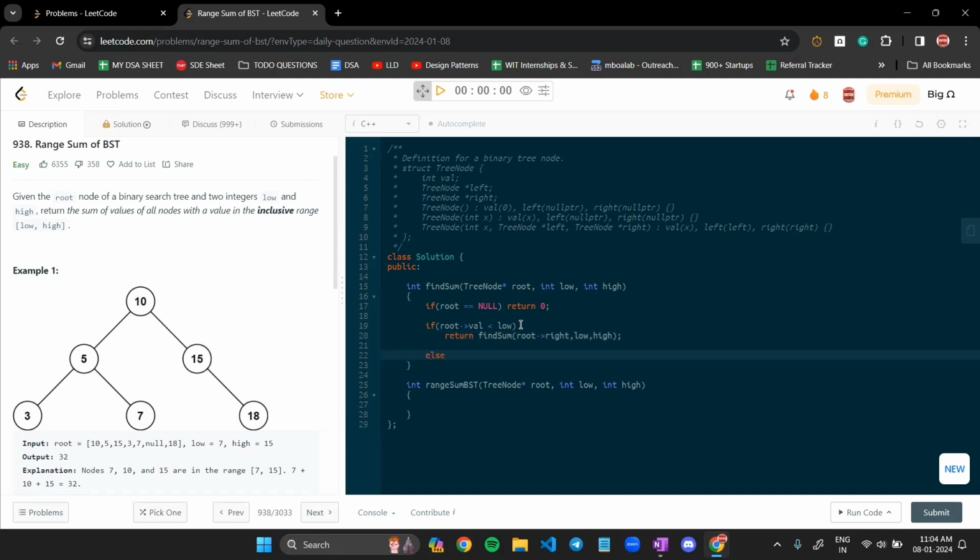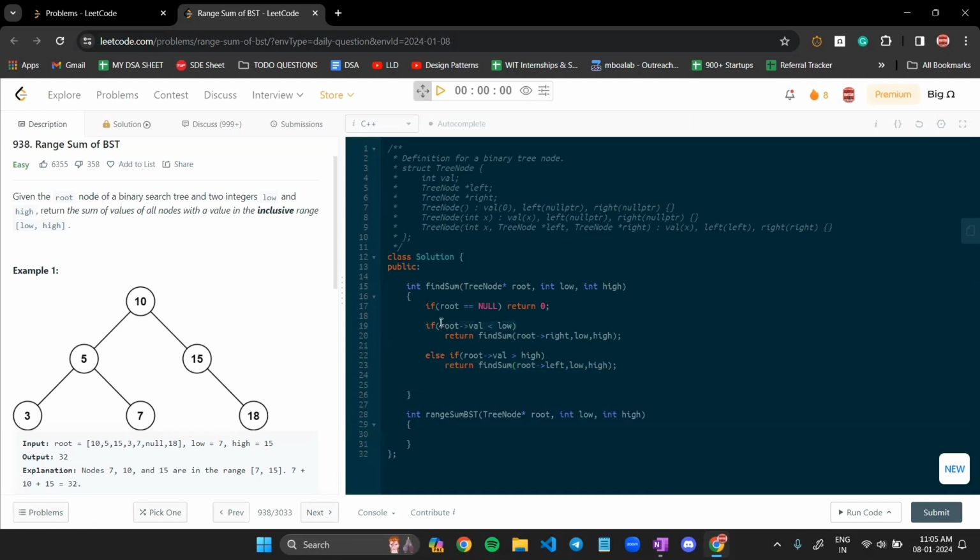Now, the third case would be that my root's value is greater than high. In a case that I get a node whose value is greater than high, then for that particular node, we are not going to make any right call. Why? Because all the values which would be present towards the right of this node would be greater than this node, and eventually greater than this high. So we will make a left call. We'll pass this low and high.